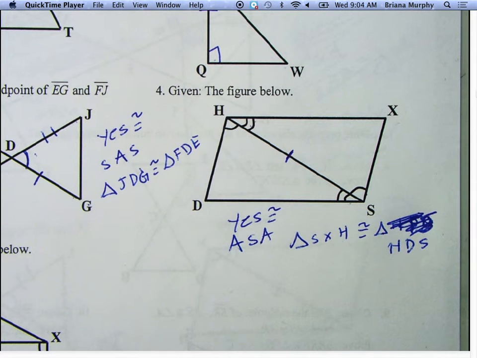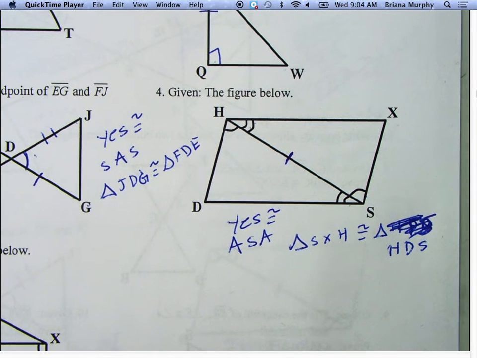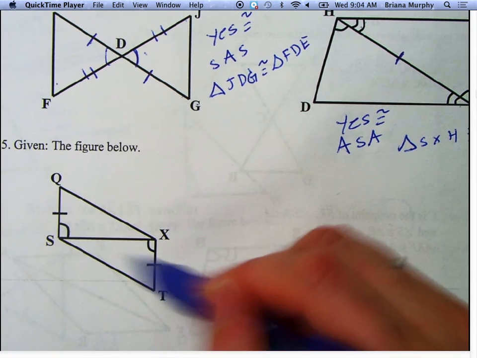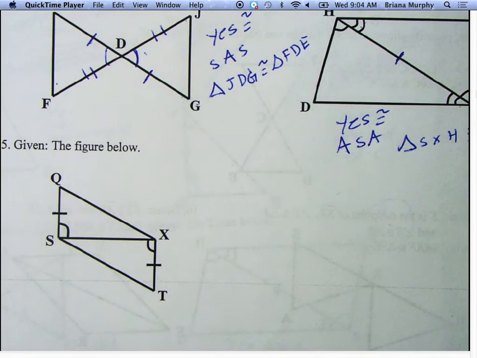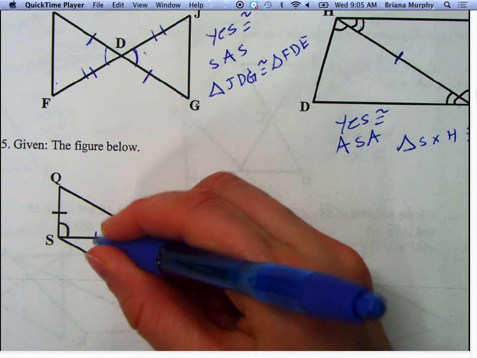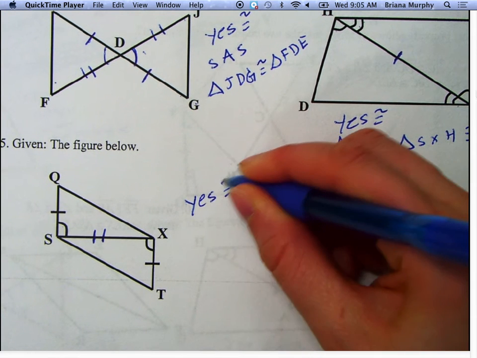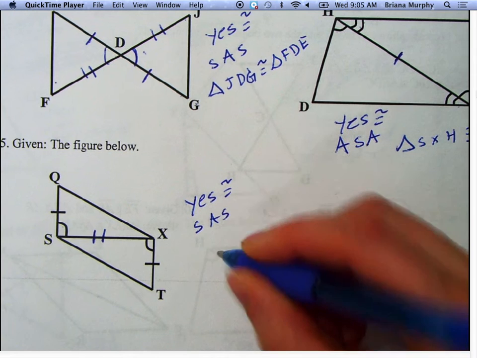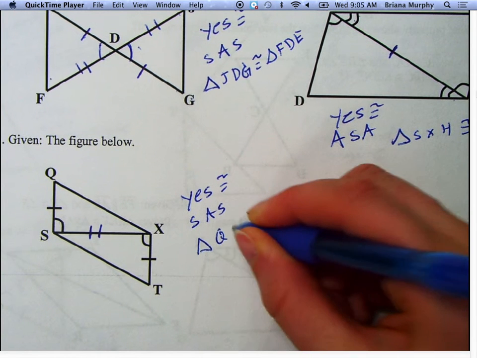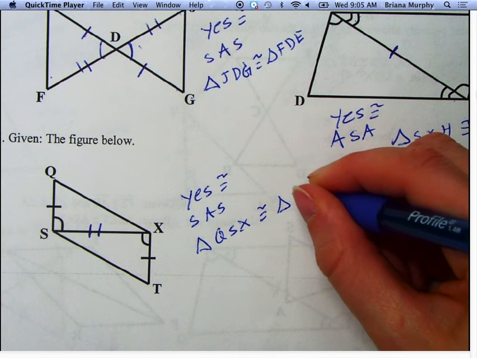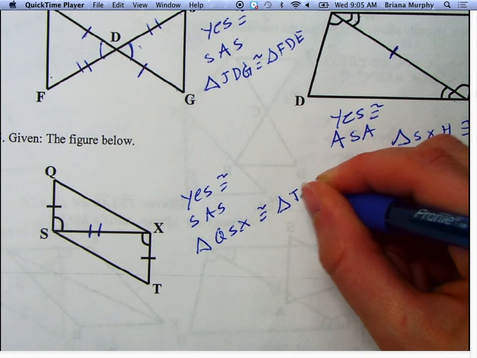All right, let's look at number 5. So what else do we have here? We have these 2 sides are congruent, these 2 angles are congruent. Anything else? The inside. This is congruent by what again? Reflexive. So now I have these triangles are congruent by angle, side, angle, side. So that is triangle QSX is congruent to triangle TSX.